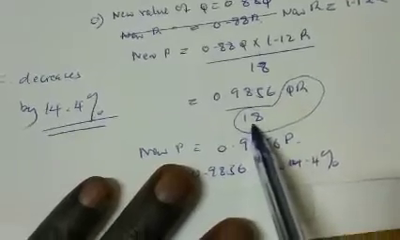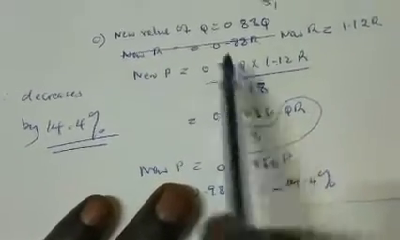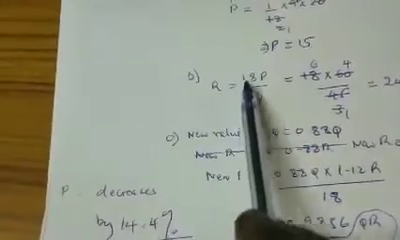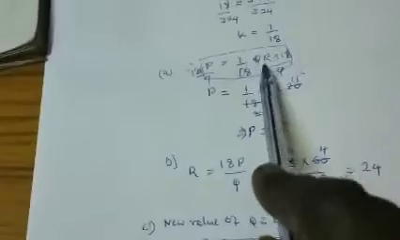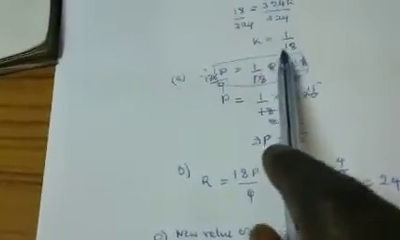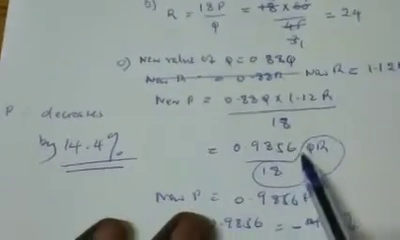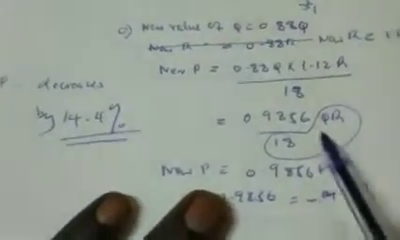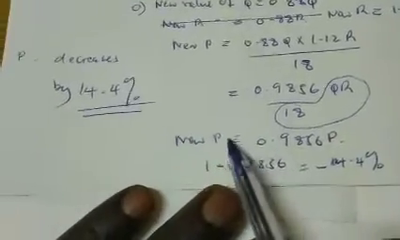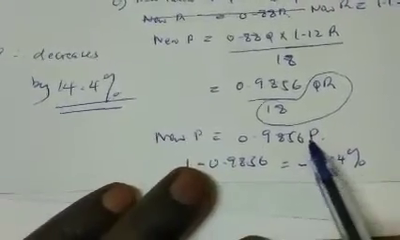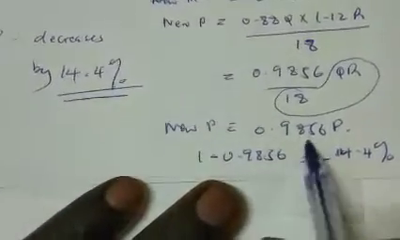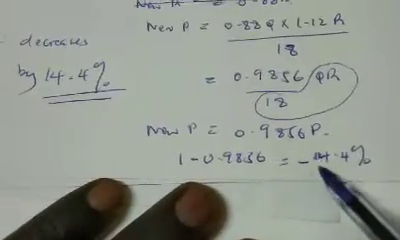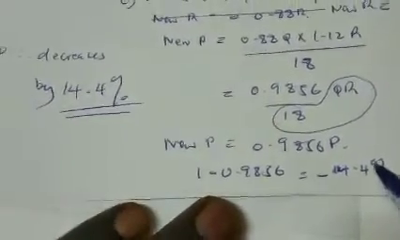over 18. But when you check this keenly, when you look at our P, P is equal to 1 over 18 QR. So this 1 over 18 QR is the original P. So the change will be the new P minus the original P. And since the new P is less than the original P, it is a decrement. So it is a decrement of 1.44%. Thank you.